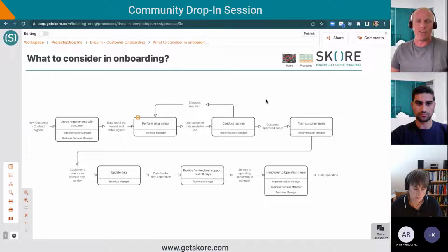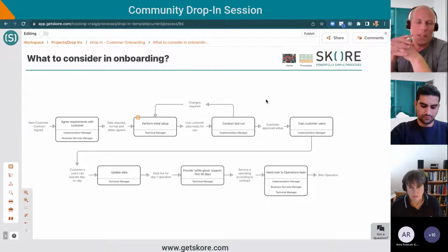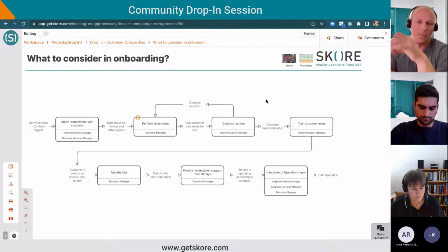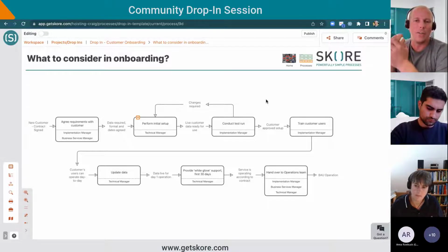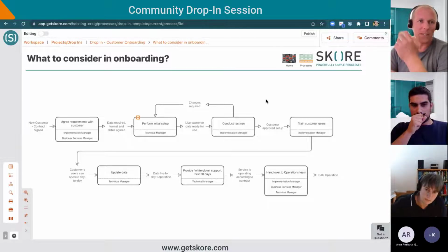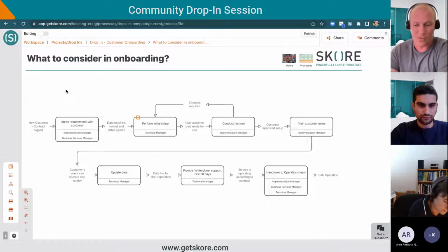So hopefully that gives you a sense of some of the different things that you might need to consider when looking at the onboarding process. So the last thing that I want to take you through, just before I go back up to the top level again, was ideas for how to analyze and improve the onboarding process. So starting with this example, just to refresh those of you who are familiar with Skore and to inform those of you who are new to Skore.